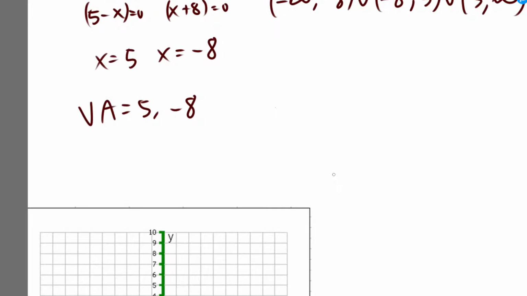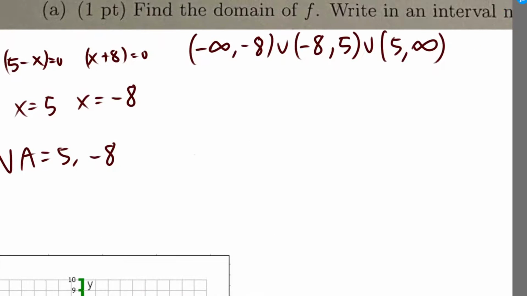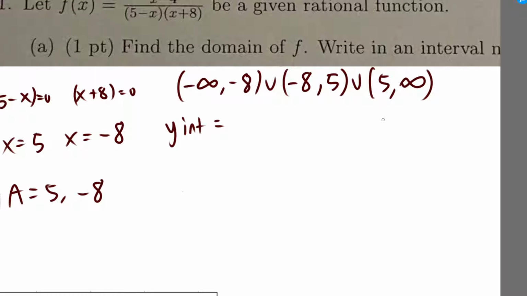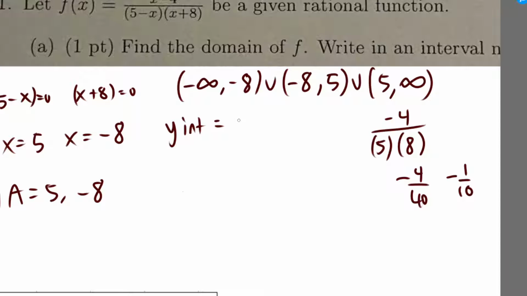Next, it wants us to find the x and y intercepts, if there are any. To find the y-intercept, we need to set all of our x's equal to 0. So we have 0 minus 4, which is negative 4, divided by 5 minus 0, which is 5, times 8, which is 8. And so we get negative 4 over 40, which is the same as negative 1 over 10. So our y-intercept is going to be (0, negative 1/10).